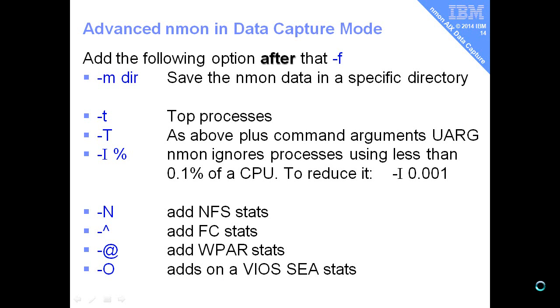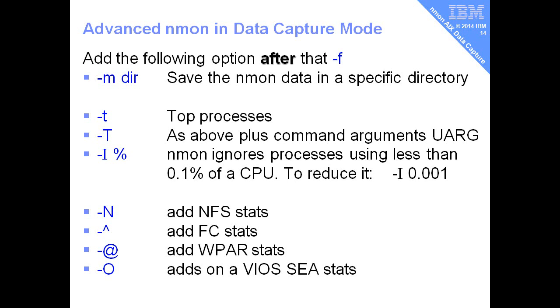Before a quick little demo, we'll have a look at some of the advanced options. These will probably cover 99% of the times when people actually run Nmon. So the -m allows us to specify a directory where the data will go. This is useful if we're starting Nmon via cron or via a script. The -t option also collects the top processes. The capital T option does the same, but also captures the command line arguments.